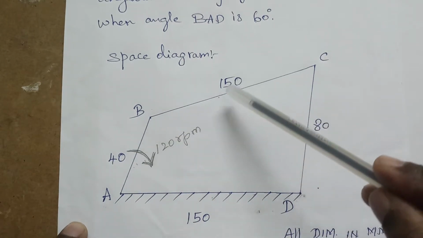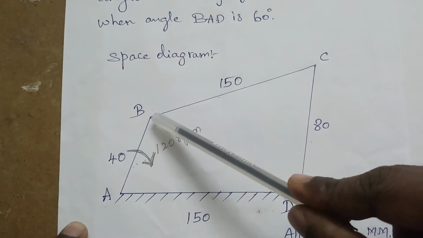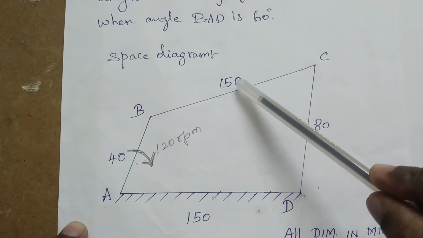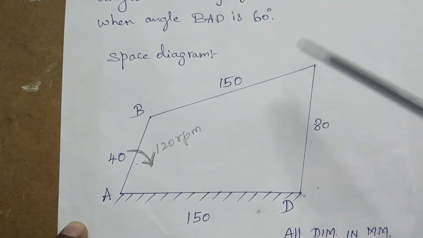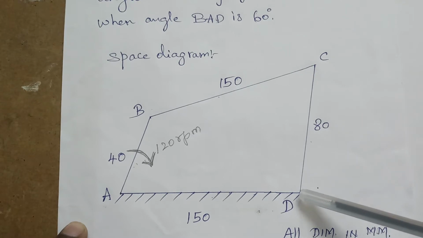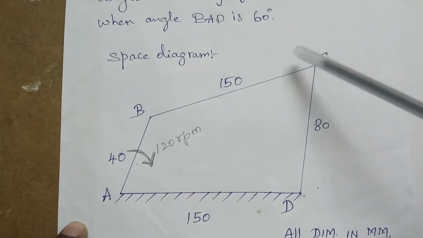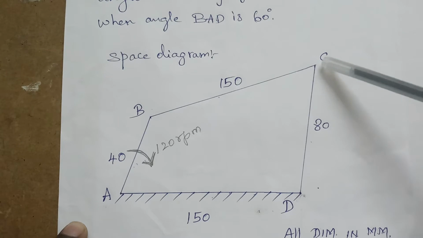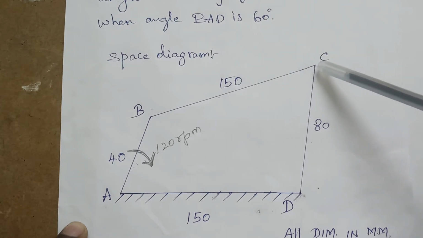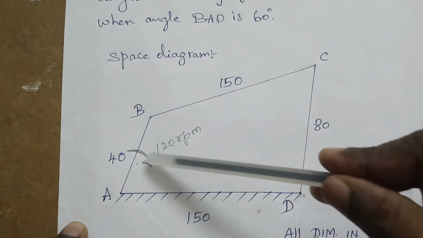Next you have to draw the intermediate link. So from point B you have to measure 150 mm using compass. From point B you make an arc here. Okay, similarly from point D you measure 80 mm using compass and just make an arc here. So BC arc will intersect with the DC arc, you will get point C. Okay, so once you get the point C you can draw a straight line. This is intermediate link, this is output link, this is fixed link, and this is input link.